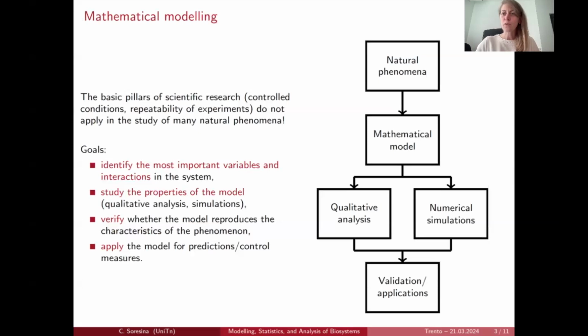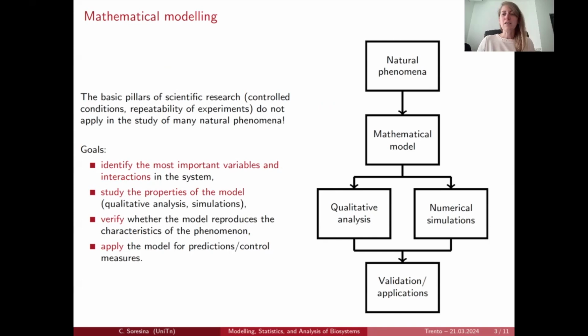So if you don't know what a mathematical model is, think, for instance, to the basic pillars of scientific research. You should be able to work in a controlled environment, controlled condition, and you should be able to repeat the experiments. But these two pillars do not apply to several complex natural phenomena. Think, for instance, to an epidemics. You don't want to experience an epidemics another time. And in case this happen, it won't be with the same conditions.